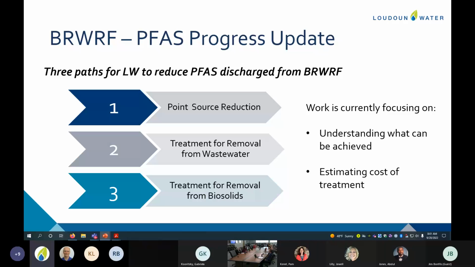So what the entire industry, academia, regulators are all focused on, and staff here at Loudon Water, is understanding in each of these categories what can be achieved. So how much of this material are we able to remove with technologies that we have right now? And what's it going to cost? Because this is a really important factor when looking at removing something at this low of a concentration, this difficult of a chemical and scale. It's going to be very costly in the end. So we need to know both of those, right? How much can we remove, and what is the price for that?